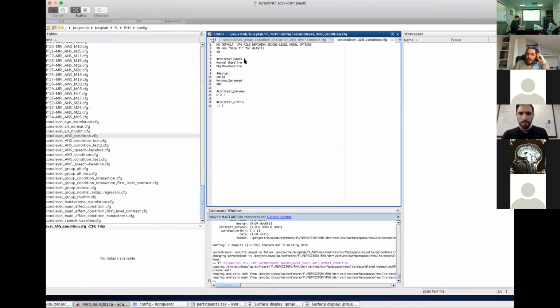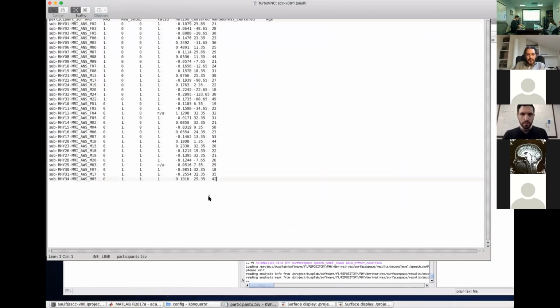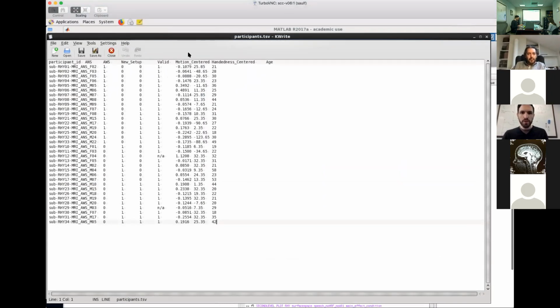Right. And I didn't ask the question, but the motion centered is basically what measure is it? Let me just show you the participants.tsv file. Motion centered is the average motion in each subject, listed as a vector across all the subjects, and then centered so that the mean of all of them is 0. Okay, and this is across all subjects, including both groups, not centered separately or anything like that, right? Correct. Cool. Okay, no problem.